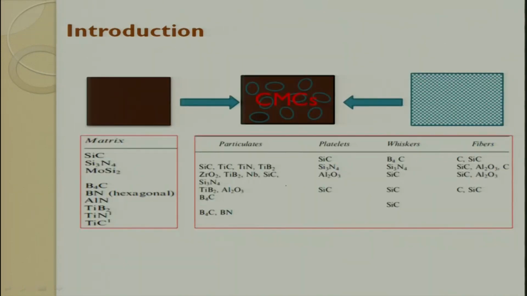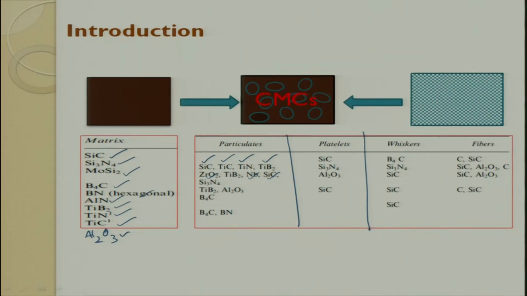So, we can see that. These are the matrices. You have SiC, Si3N4 silicon nitride, molybdenum silicide, boron carbide, boron nitride, aluminum nitride, TiB2, TiN, TiCN and alumina, which is very commonly used. If you see the particulates, we can see TiC can be there, SiC can be there, TiN can be there, TiB2 can be there, you can have zirconium oxide, you can have niobium, and you can have silicon nitride, B4C we have seen.